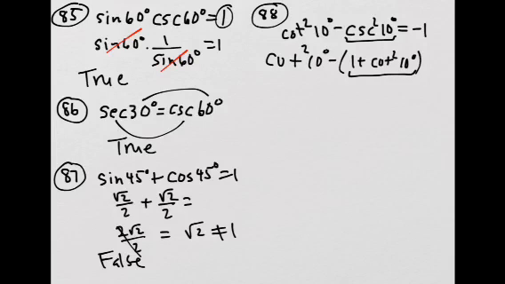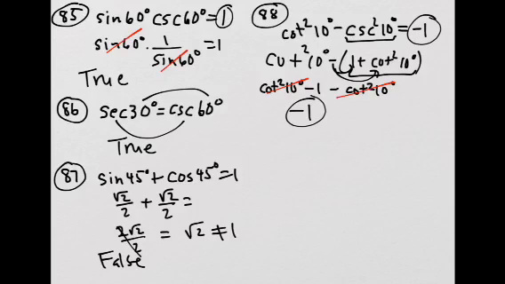So now I'm going to distribute the negative 1 here and here. So I have cotangent squared 10 minus 1 minus cotangent squared 10 degrees. So the cotangents cancel out, and we are left with negative 1. And negative 1 equals negative 1, so this is true.